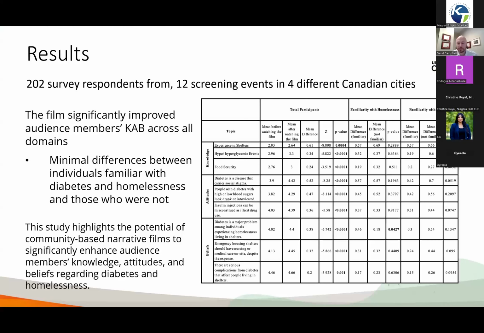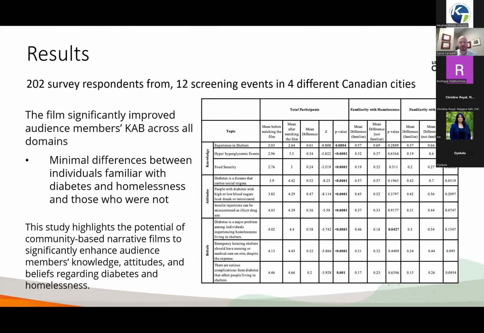That showed that people's knowledge, their attitudes, and their beliefs changed markedly from before the film to after the film across different domains, both with respect to homelessness-related things like shelters and diabetes-related things. We can see a universal change in people's knowledge, attitudes, and beliefs.